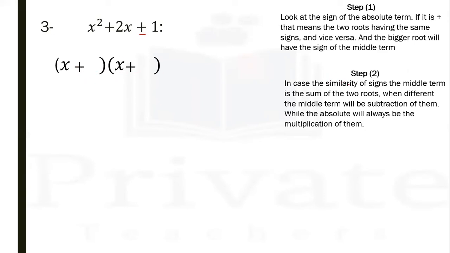So here this is the case of similarity. The middle term is the sum of the two roots, and the absolute term is the multiplication of the two roots. Therefore, we think of two numbers. When we multiply them together, the answer is 1, and when we add them together, the answer is 2, which are 1 and 1. When we multiply 1 times 1 it is 1, and when we add 1 plus 1 it is equal to 2.